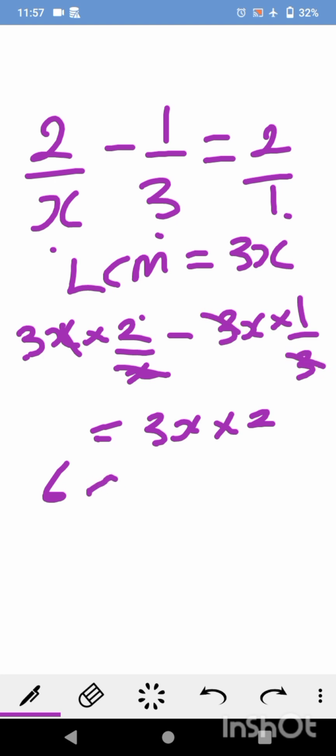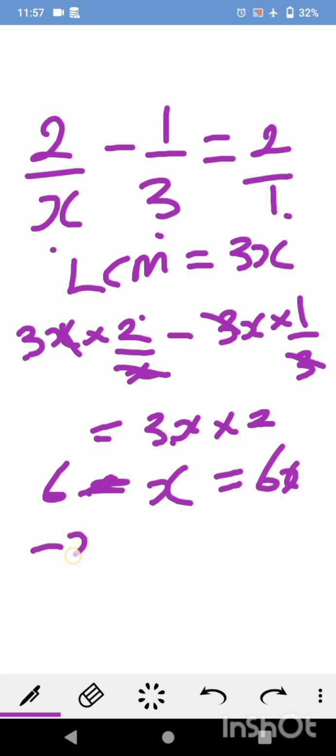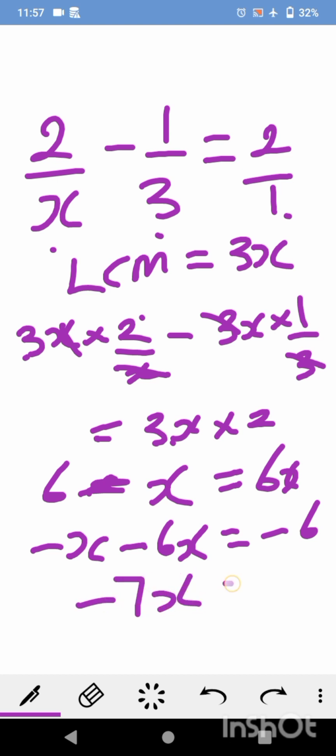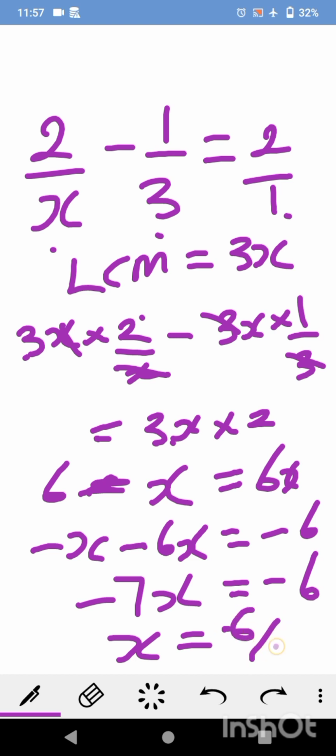Minus 3 cancels out 3 here. We'll be left with x. x times 1 will give you x. And here 3x times 2 will give you 6x. You can collect like terms by taking the minus 6x to the left hand side and taking the plus 6 to the right hand side. And everything gives you minus 7x equals minus 6. If we divide both sides by minus 7, we have it that our x will be 6 over 7. That's the answer.